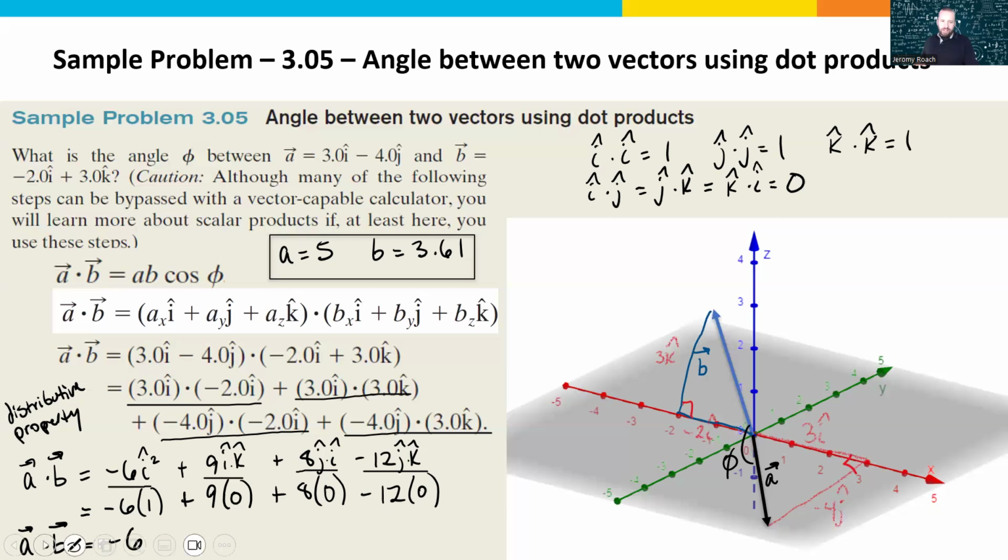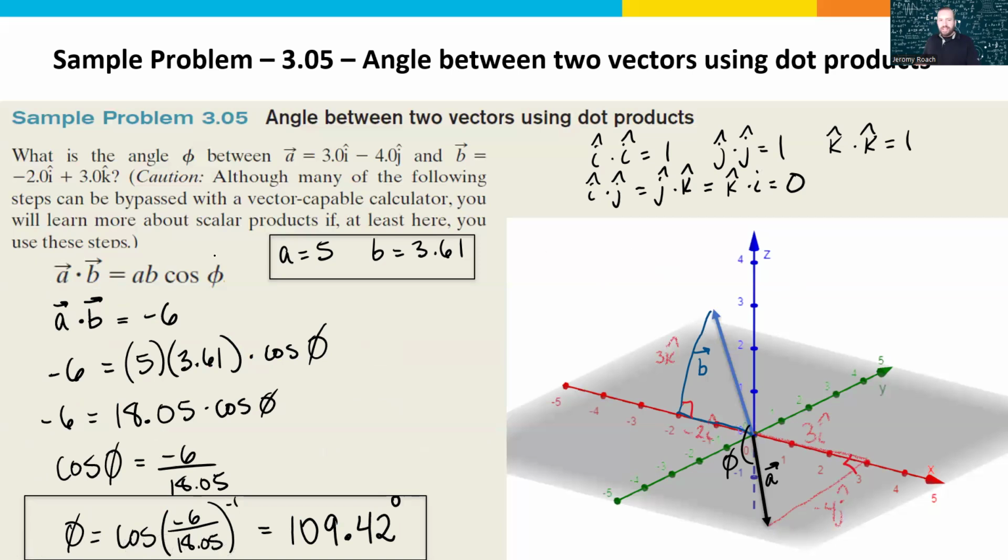So we've done a few things so far. We found out what vector A is. We found out what vector B is. Then we found what A dot B is equal to. So now we can plug all that into this formula here. So when we plug that in, we got A dot B is equal to negative 6. We're just going to put negative 6 over here on the left side. We found earlier that A is equal to 5 and B is equal to 3.61.